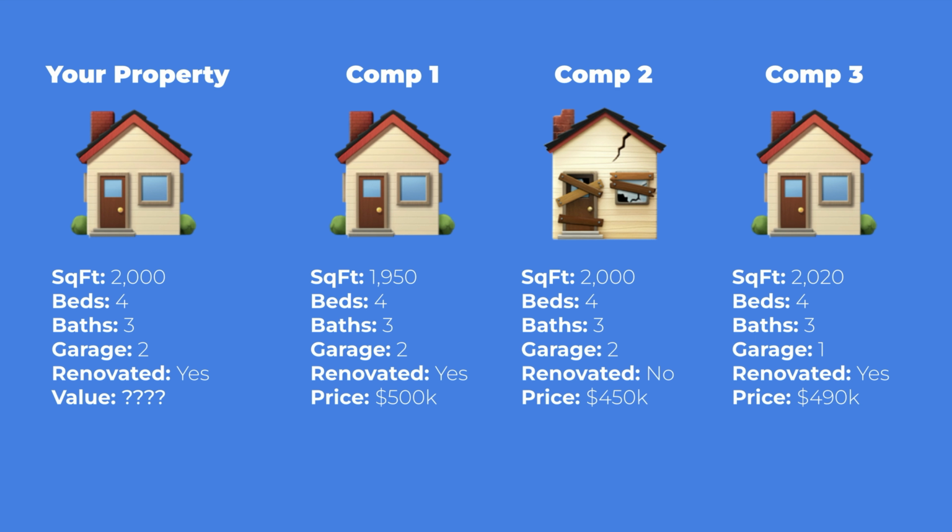And then if we look at comparable number 2 and we see that it is also similar in square footage and bedroom and bathroom count, and it also has a 2-car garage, but it's unrenovated and it sold for a price of $450,000, we would easily be able to estimate in this case that the renovations were worth approximately $50,000. Now, it's not that straightforward all the time, right?